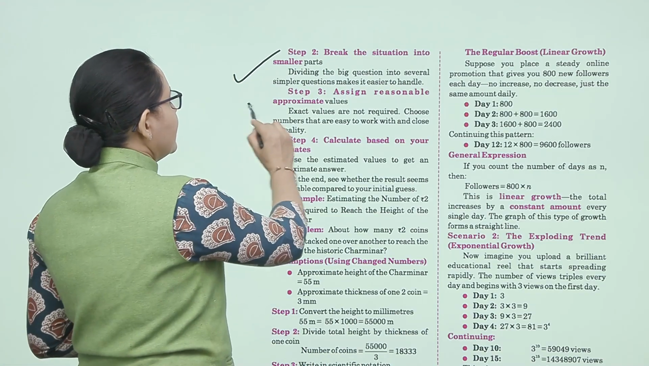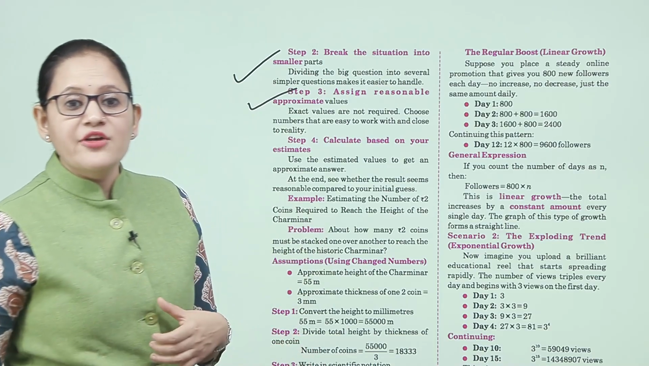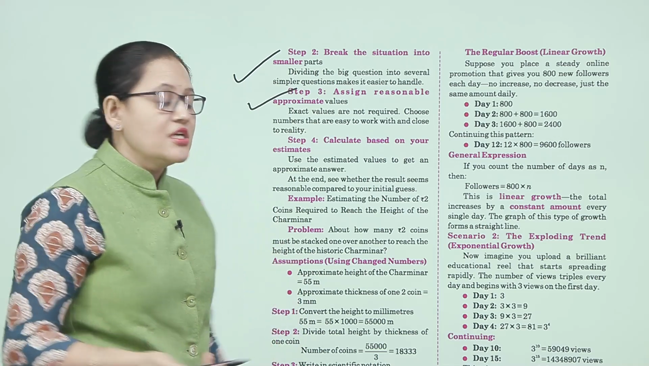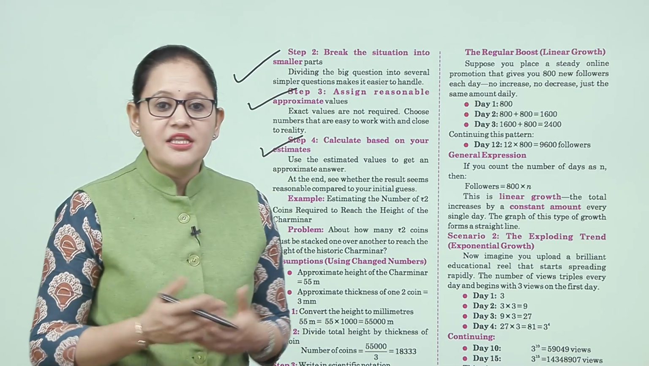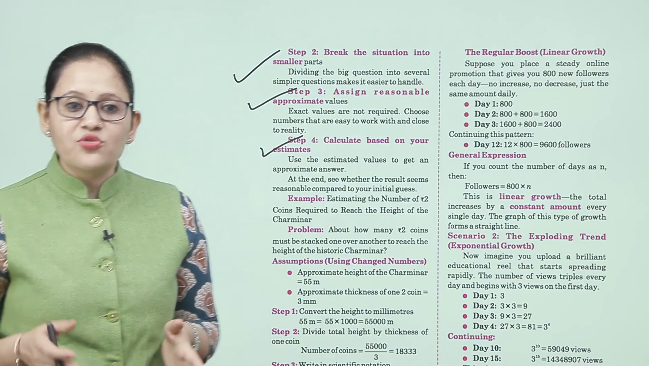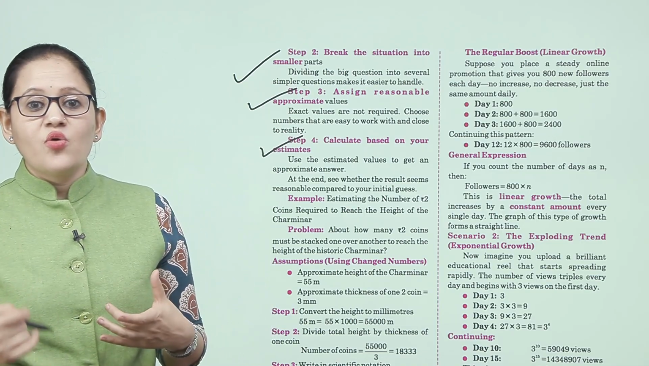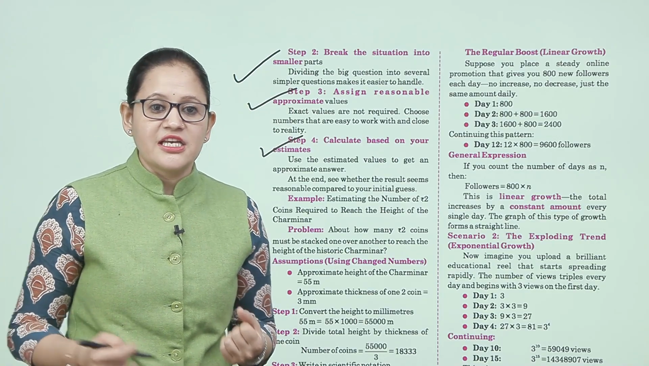Step 3, assign reasonable approximate values. Exact values are not required. Choose numbers that are easy to work with and close to reality. Step 4, calculate based on your estimates. Use the estimated values to get an approximate answer. At the end, see whether the result seems reasonable compared to your initial guess.